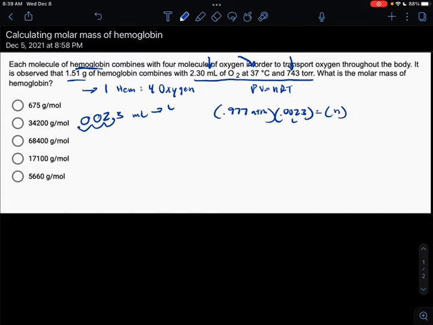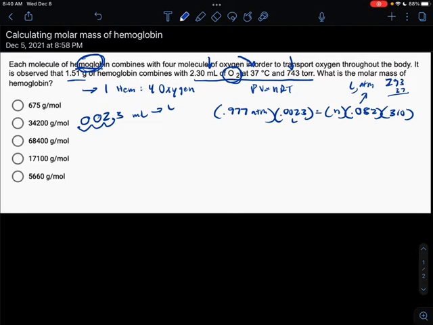The number of moles is what we're solving for. Why? Because the number of moles is going to tell us how much oxygen will bind with hemoglobin. Then the R value we're going to use is 0.082, because our units are liters and atmospheres. And my temperature, 37 Celsius, would be 273 plus 37, which gives you 310 Kelvin.